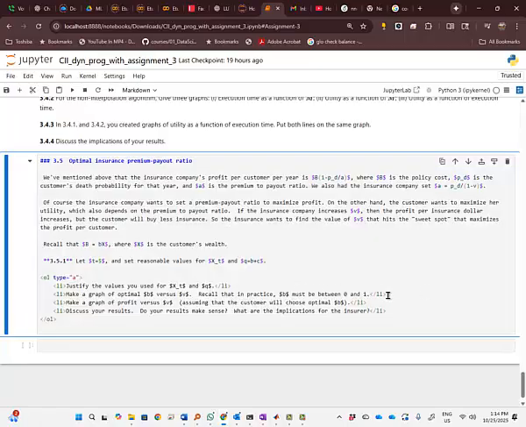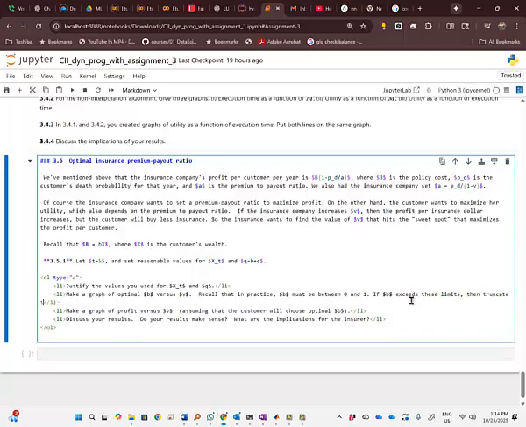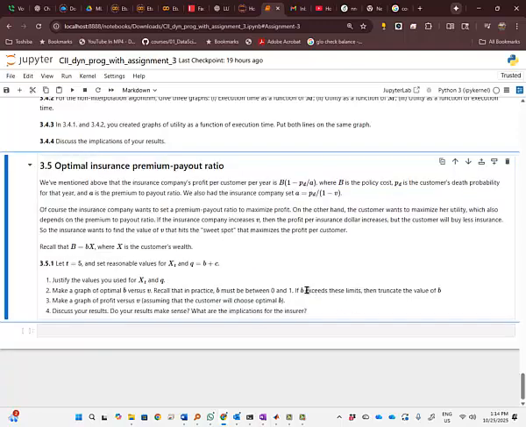So if B exceeds these limits, then truncate the value. If you get B as negative, that means the best value that's practical would be 0. Now once you have B, you can find the profit. So make a graph of profit versus V. Use step 2 to do step 3. This profit assumes the customer will choose their best value of B. And then discuss your results. Do your results make sense? What are the implications for the insurer?